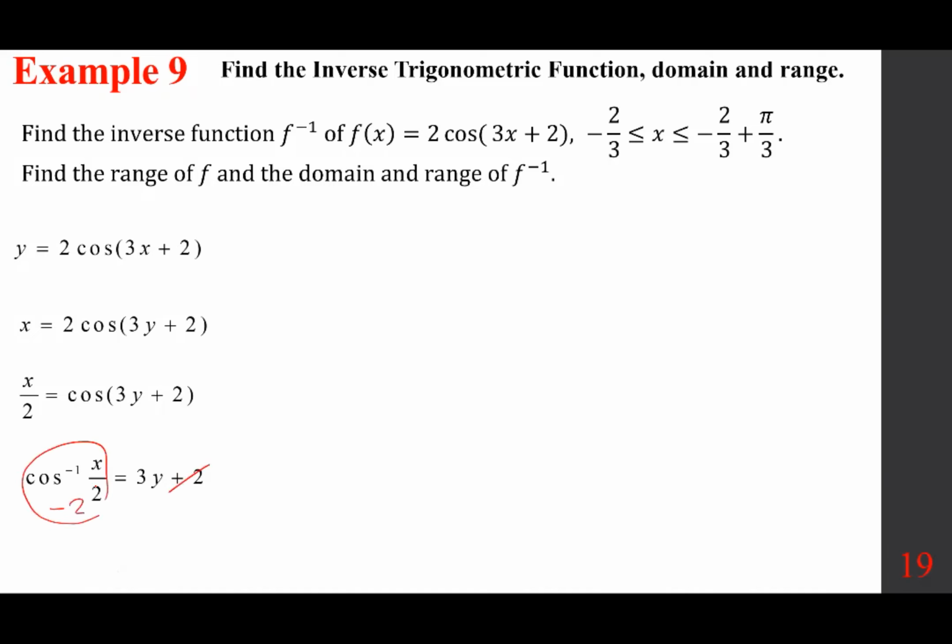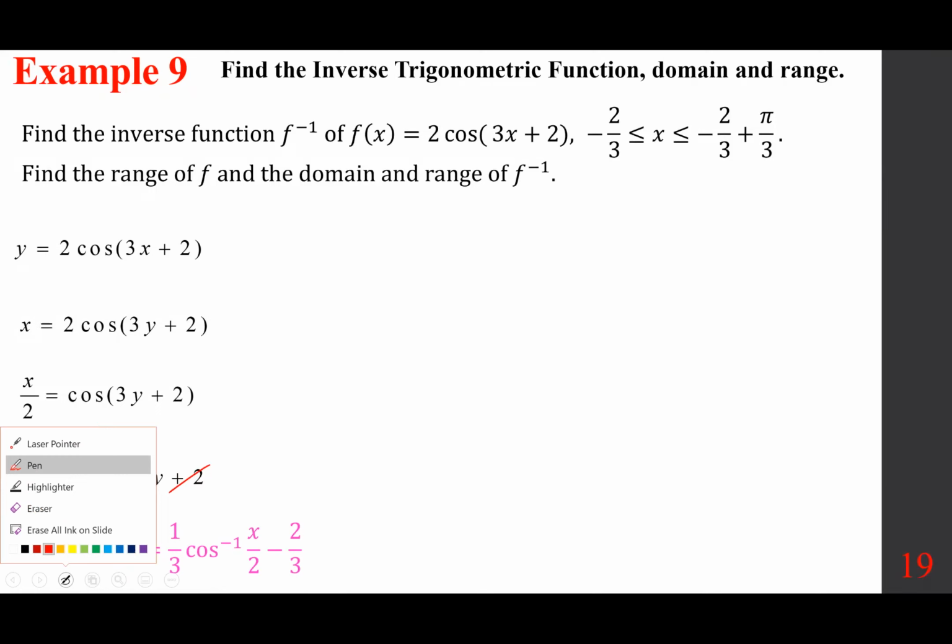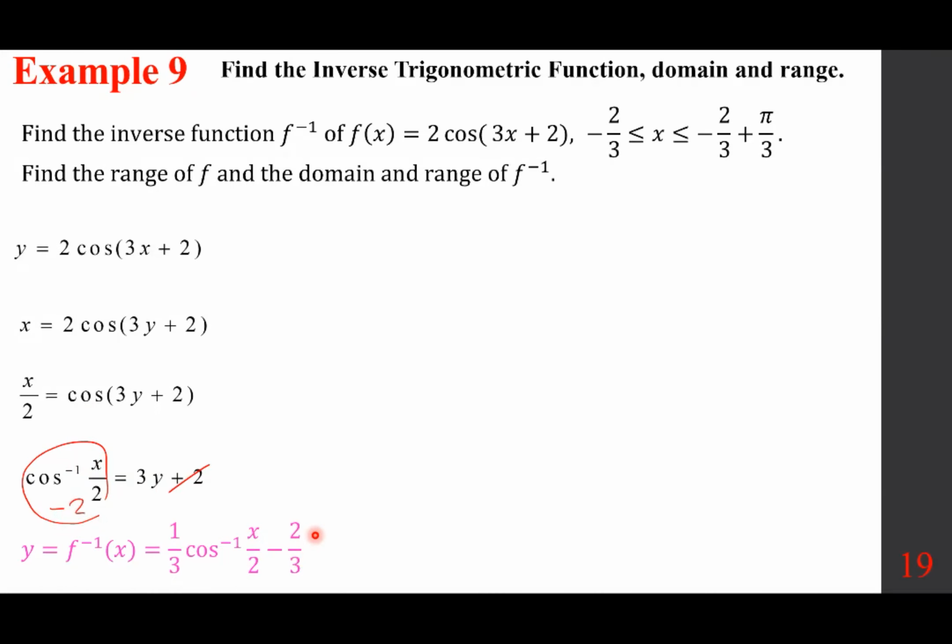And this one we divide by 3. Division by 3 is the same as multiplication by 1/3. So 1/3 of this piece, 1/3 of cosine inverse of x over 2, minus 1/3 of 2, which is 2/3. So this is the inverse. Again, here's f of x, here's f inverse. We went through the process.